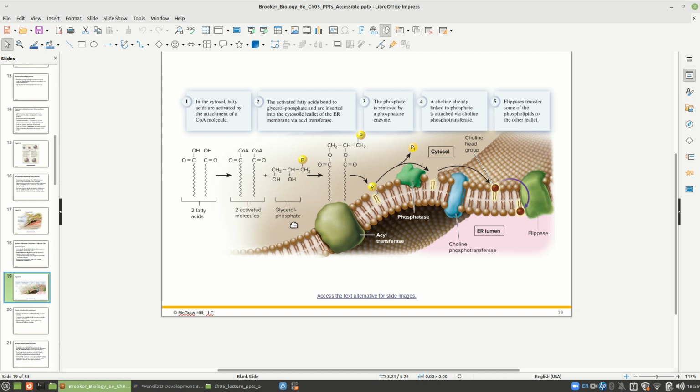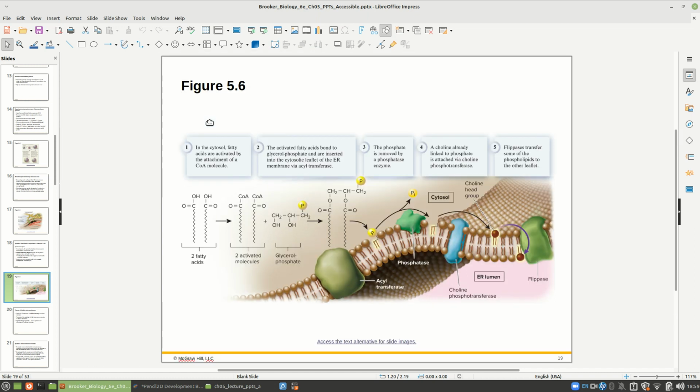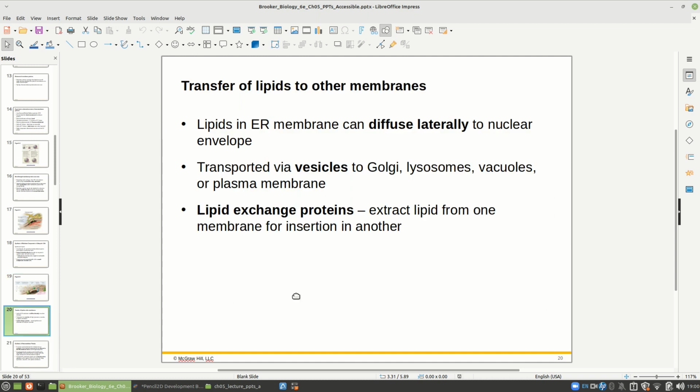I won't ask this directly, but you should read it. It's the steps for how you put everything together here. So I'll leave that for you to read, figure 5.6.